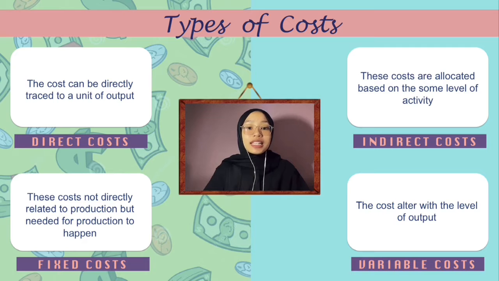The second one is indirect costs. These cannot be directly traced to the product. Instead, these costs are allocated based on some level of activity. For example, overhead costs are considered indirect costs.